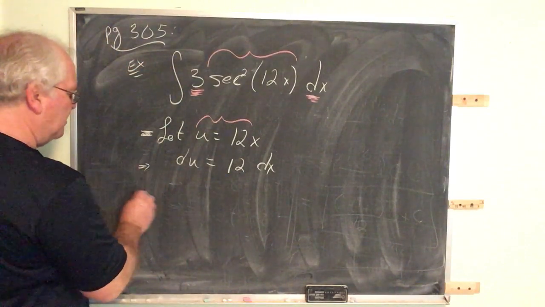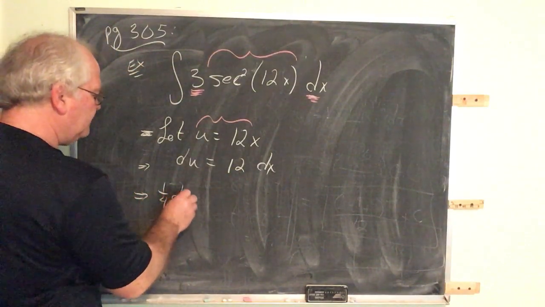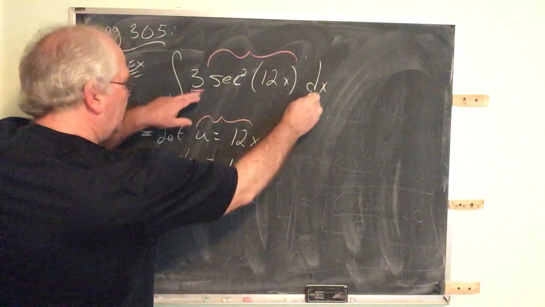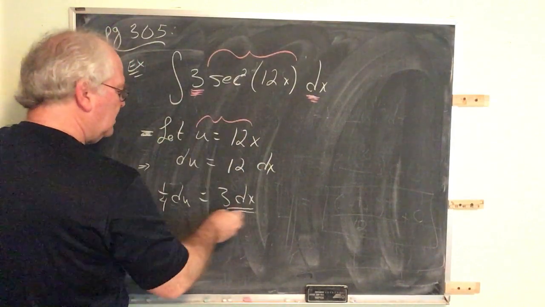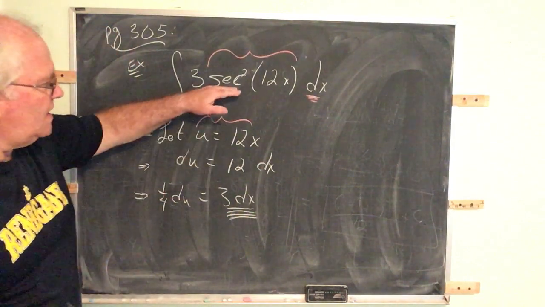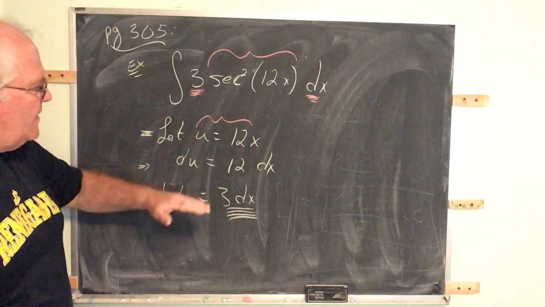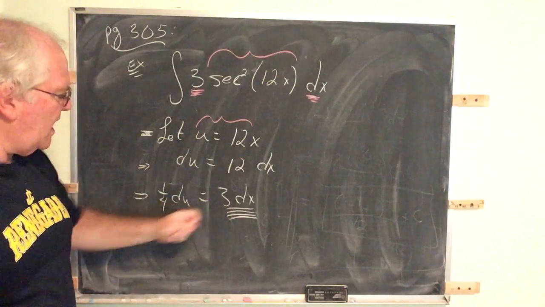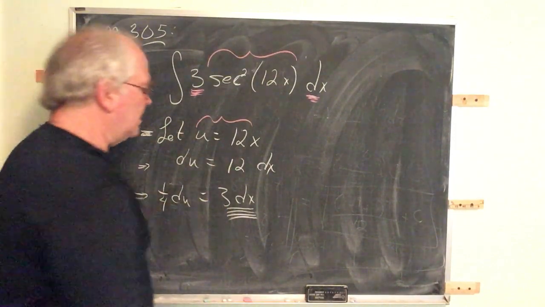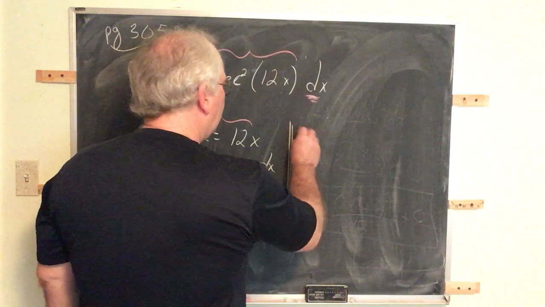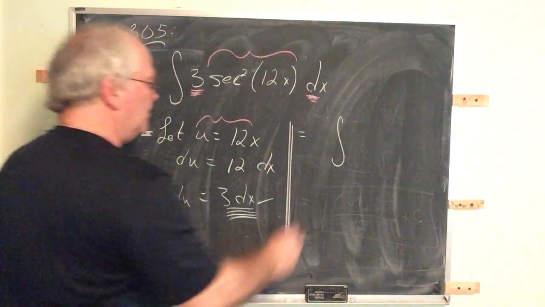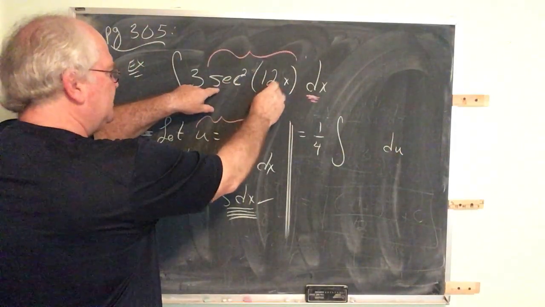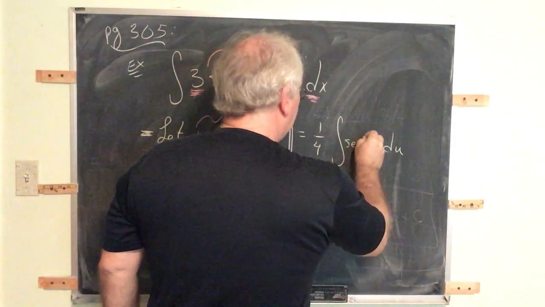And so if we multiply both sides of this equation by 1/4, 1/4 of 12 is 3dx. Everything is now accounted for. So how do you say secant squared of 12x? You say that as secant squared of u. How do you say 3dx? 3dx is 1/4 du. And so the substitution is exact. And what we're left with is 1/4 du. Secant squared of stuff becomes secant squared of u.